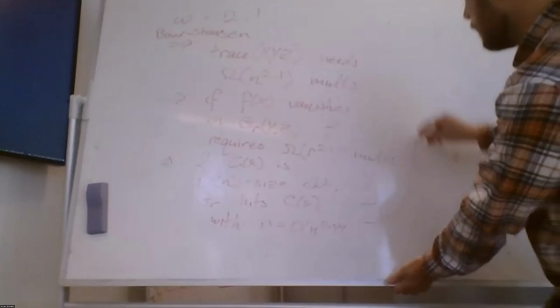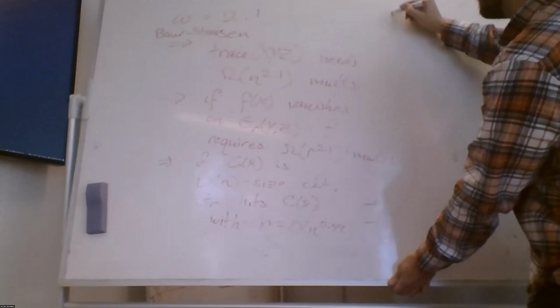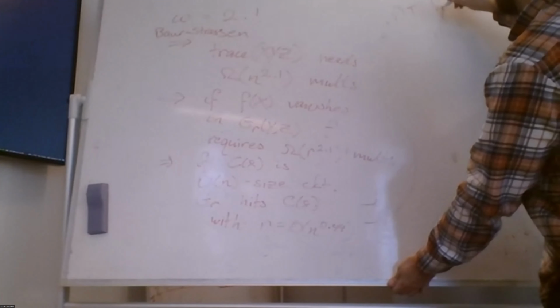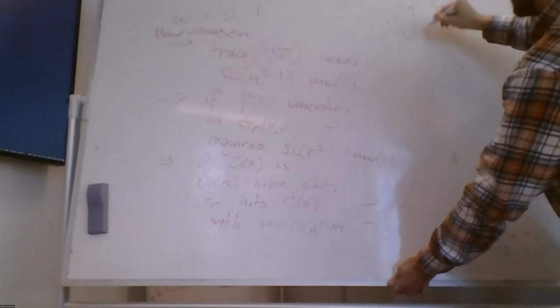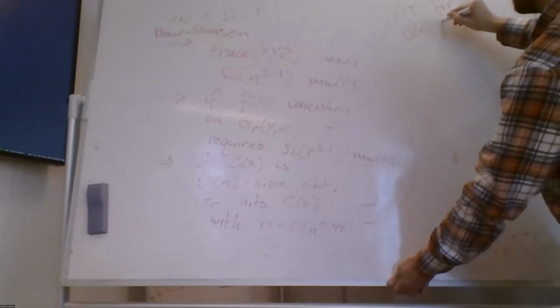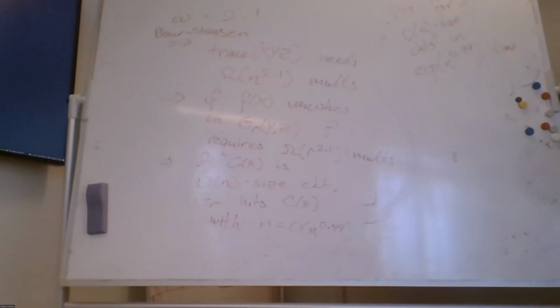So this final thing says that you can do PIT for linear size circuits in time exponential in n to the 0.99. And that's the final thing you get. So that's the map. Why did you get order n size circuits in this step?